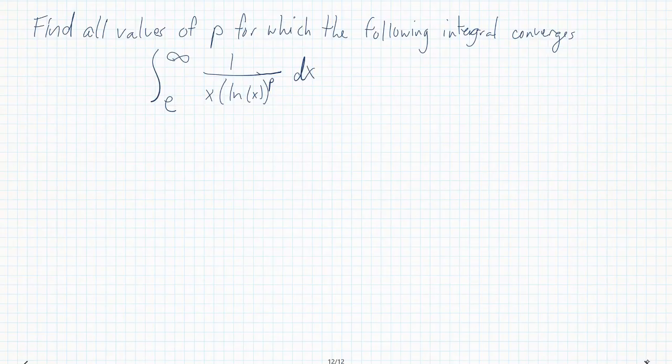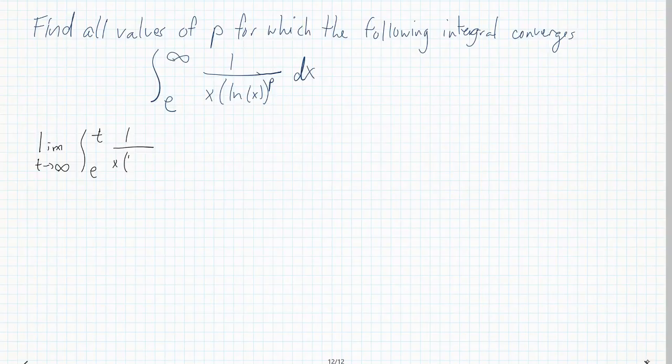So for our last one, find all values of p for which the following integral converges. You have 1 over x, 1 divided by x, and then a natural log of x raised to the p power down below. So when we look at this, the first thing we can kind of do is set up an improper integral. You get limit as t approaches infinity of the integral from e to t of 1 over x, and then we have natural log of x raised to the p.